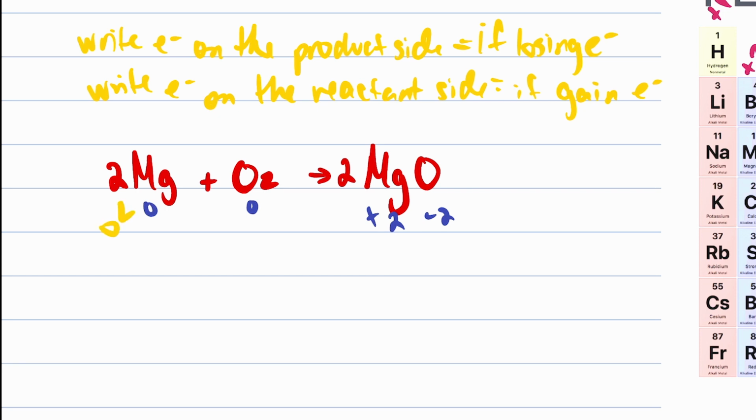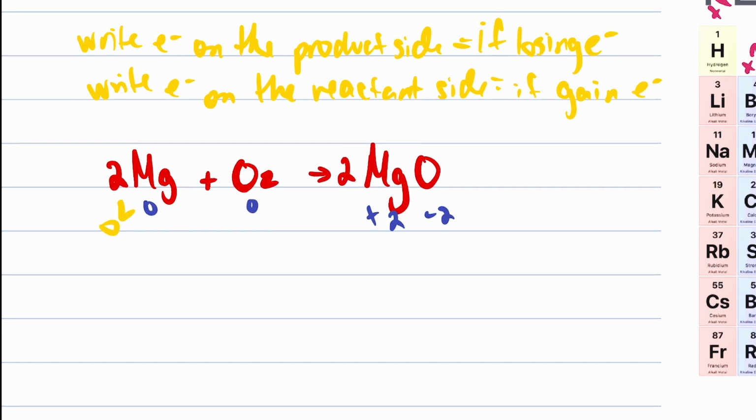Then for magnesium, we've got 2 plus 2. So what's the total charge here? 4, right? Because 2 times +2 is 4. And then we also have a 2 in front of this oxygen, so 2 times -2 is -4. All right, now that we know that, we've analyzed this, right?